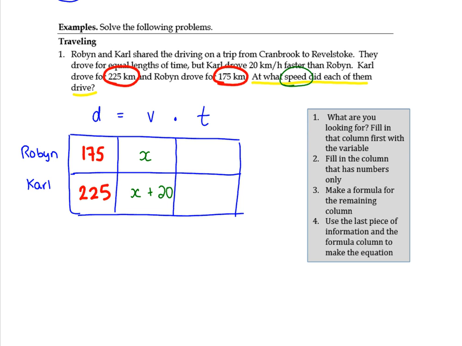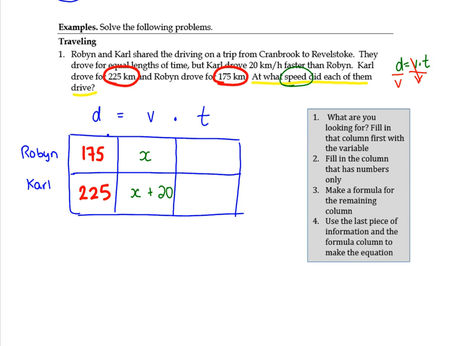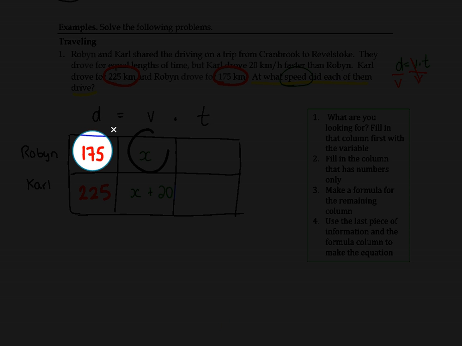The third column is where we're going to use the formula d equals v times t to make an equation. Okay, so if we're looking for time and the formula is distance equals speed times time, how do we get time by itself? Divide by v. So our distance divided by our speed equals our time. So now I'm going to take my distance and divide it by my speed.